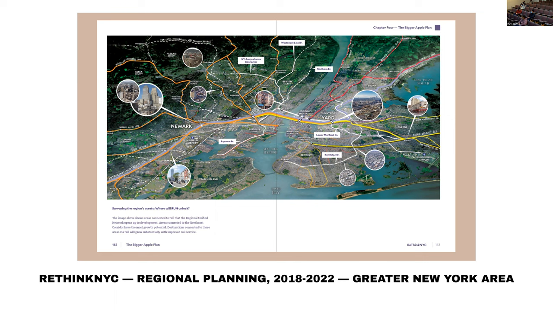So this shows basically the foundation of the plan, which is called the Regional Unified Network. And the Regional Unified Network is the unification of Greater New York's three commuter rail systems into a new subway system. So the Bigger Apple Plan was and still is a challenge in narrative architecture and how you consolidate a lot of moving parts into one clear argument.